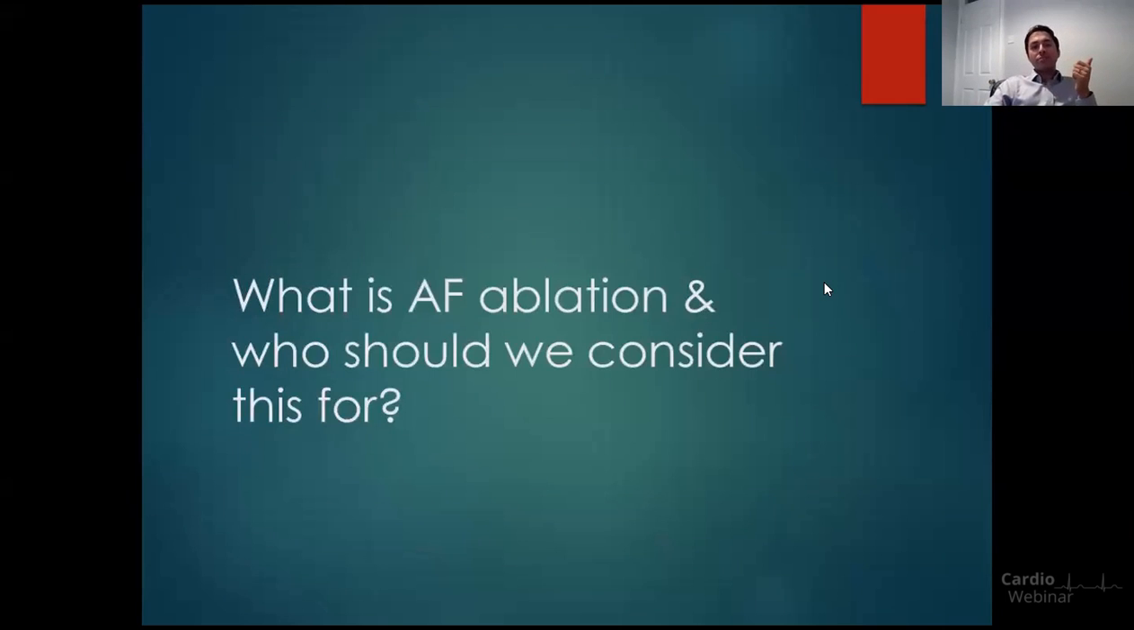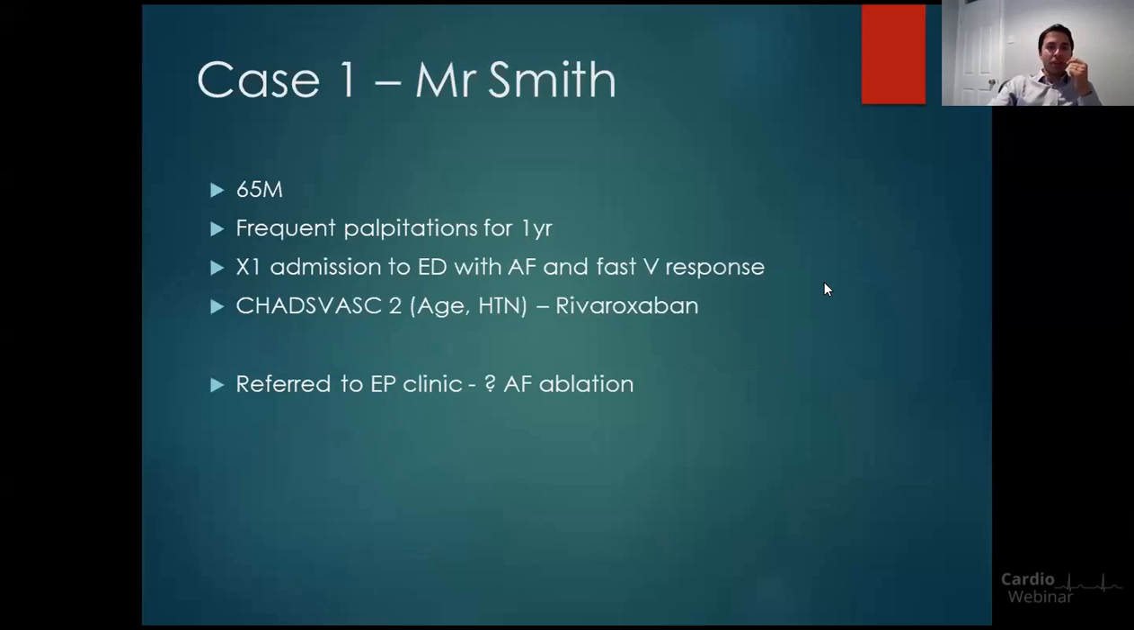So what is AFib ablation and who should we consider this for? Let's take Mr. Smith. He's 65 and he's had troublesome palpitations for about 1 year. He's had one admission to hospital with atrial fibrillation and a fast ventricular response. He's got a CHA2DS2-VASc score of 2, based on his age and high blood pressure, and in primary care he was started on the anticoagulant rivaroxaban. So that patient, with only that data so far, is referred to an EP clinic for consideration of catheter ablation.